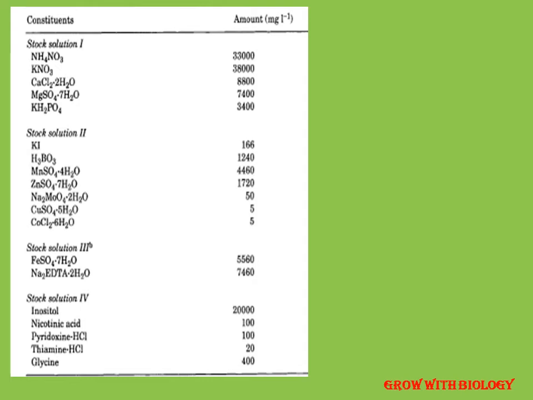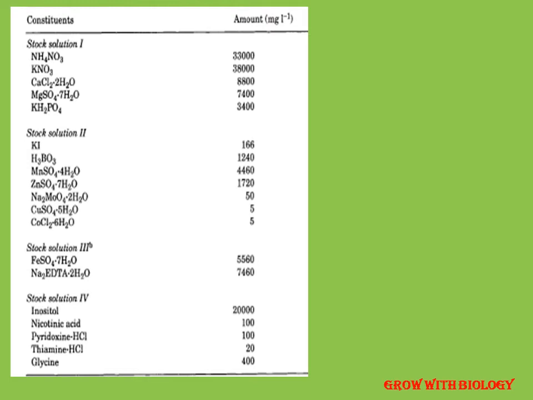Then we have to maintain the pH. The pH is maintained in a range of 5 to 6, on average at 5.5. If the pH is acidic, we have to balance it with a base. If it is basic, then you have to balance it with an acid. Which acid or base do you use? You use 0.1 normal HCl or 0.1 normal NaOH.